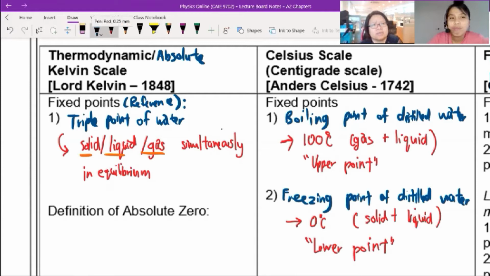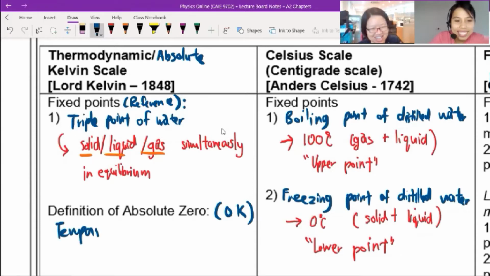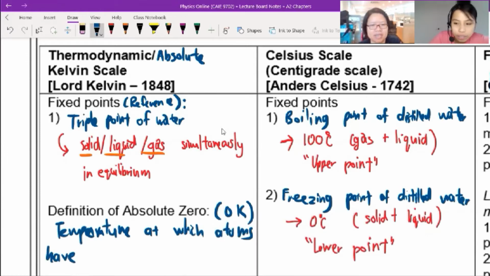Because you think about temperature, right? Temperature tells you how excited the particles are. So if you're looking at absolute zero, this means that the particles are not moving at all. And this is our 0 Kelvin. So this is a temperature at which the atoms have no or minimum or 0 internal energy.